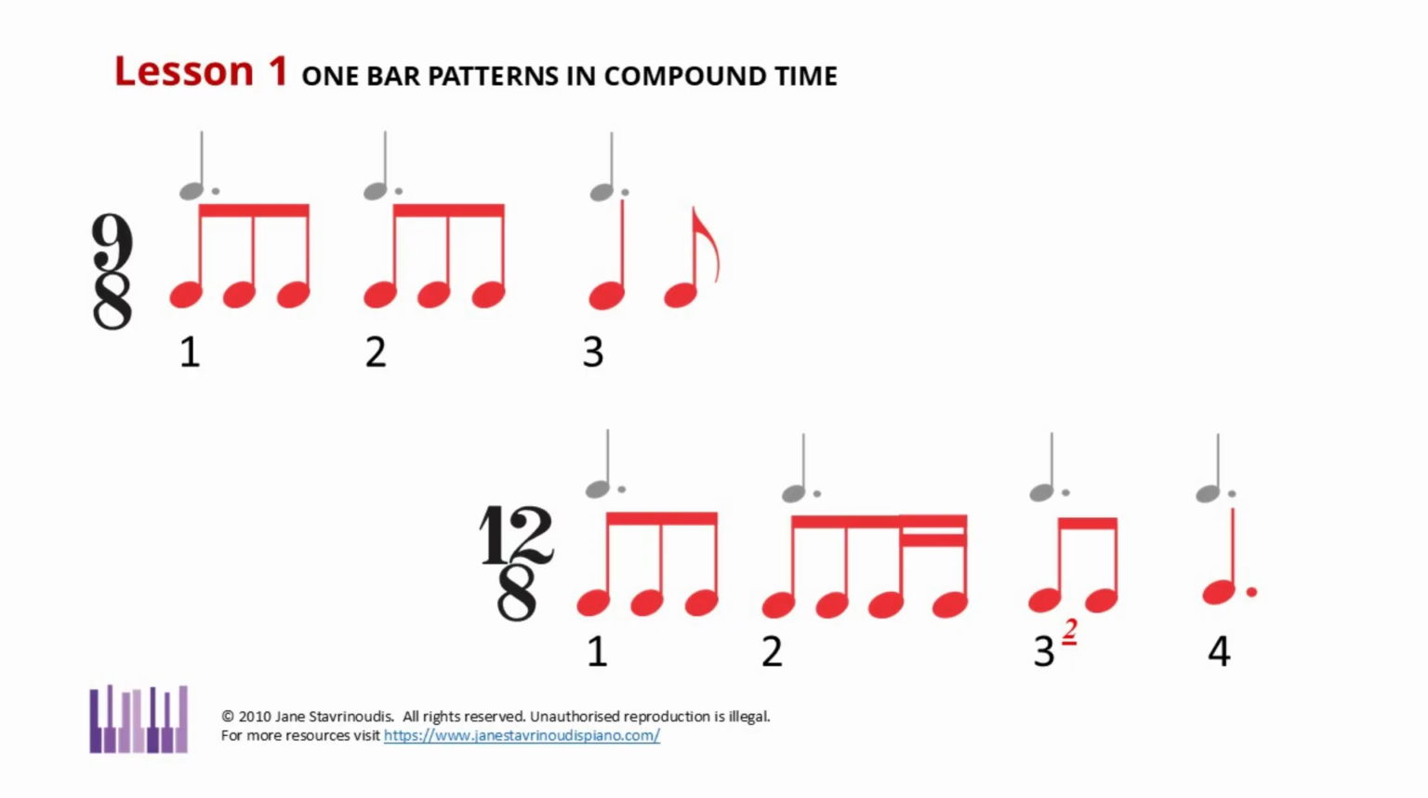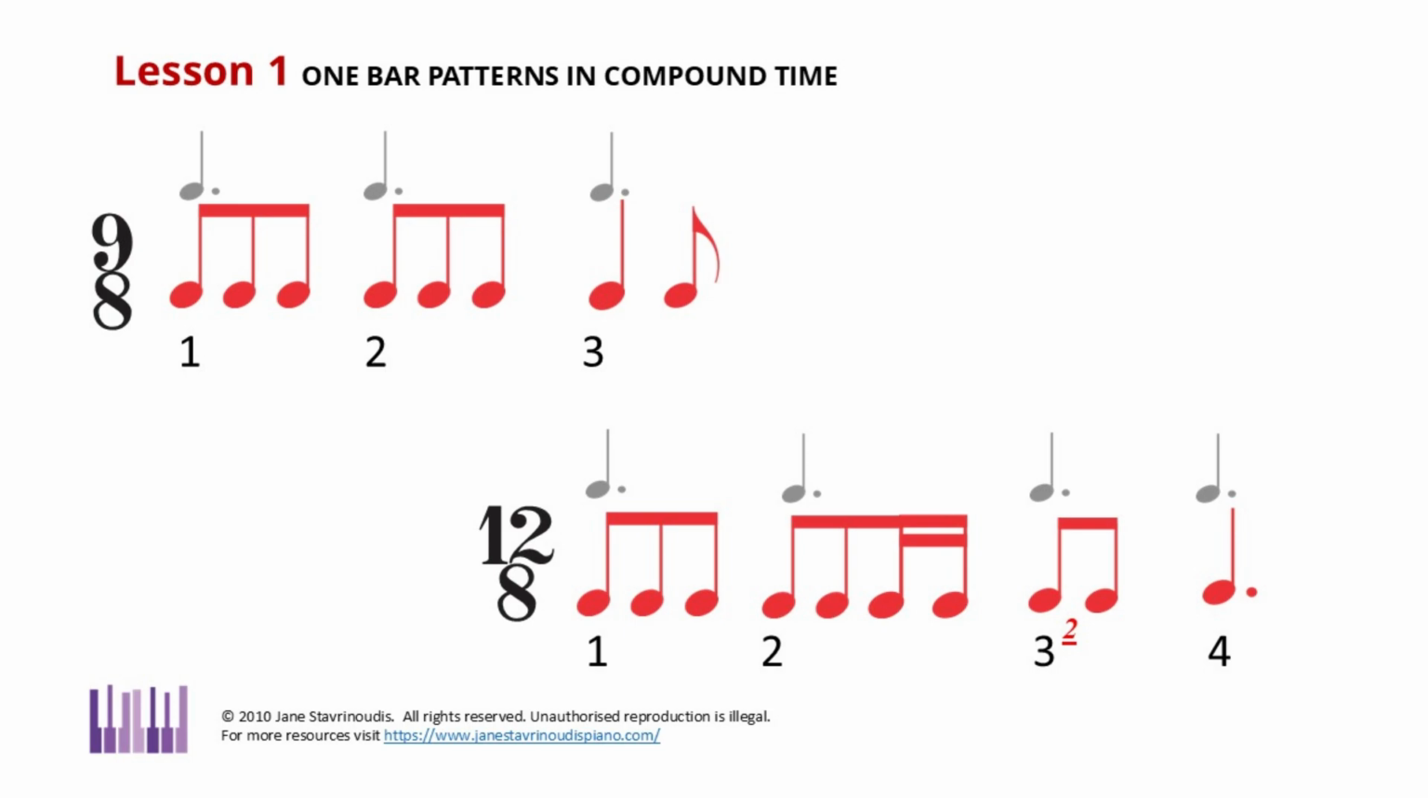Notice how all the notes in that bar are grouped in 3 and the number of groups is 4 for 12/8 time. 1, 2, 3, 4. 1, 2, 3, 4. Also, note that each beat can easily be divided into 3.